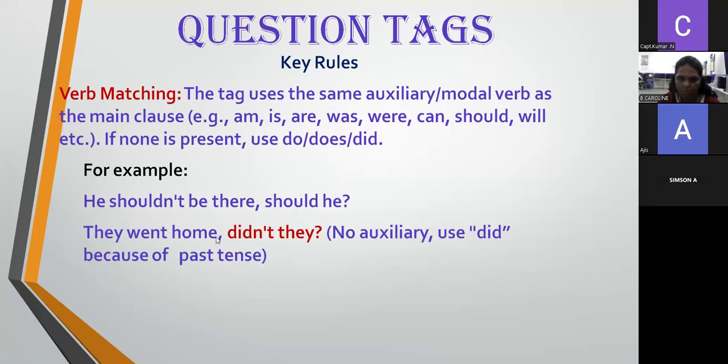They went home, didn't they? Here, is there any auxiliary verb in the sentence? No. Went, that is the main verb in the past form. So the sentence is in past form and there is no auxiliary verb. So we have to use the past tense of the do verb, that is did. Negative form of did, didn't. And the subject, what is there in the sentence? They.